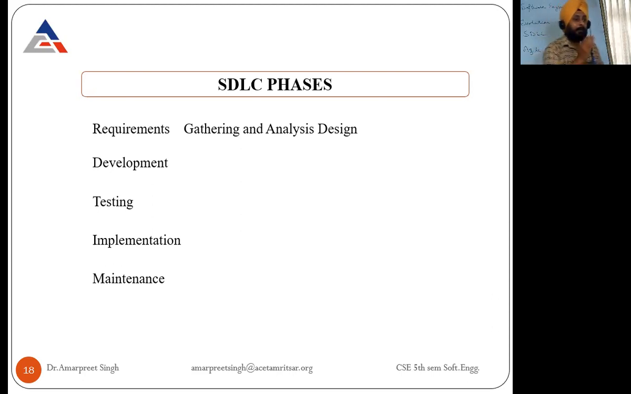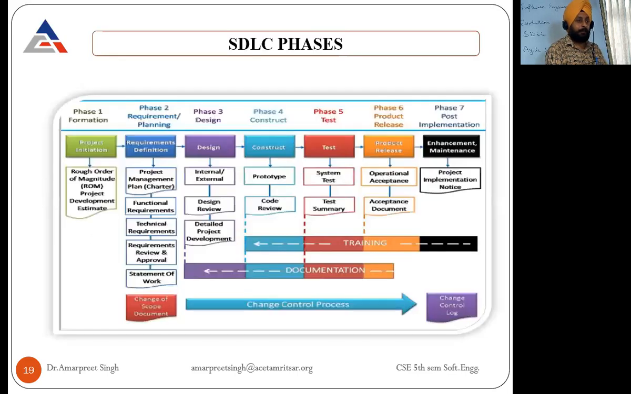So first is requirement gathering, second is design, or analysis and design, third is development, then testing, implementation, and maintenance. I will show another slide where it will be discussed in detail. Next. I will stop here and just see what the different phases are. Phase one is just before the gathering.